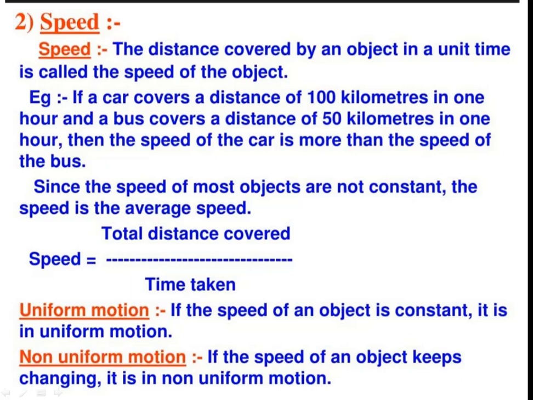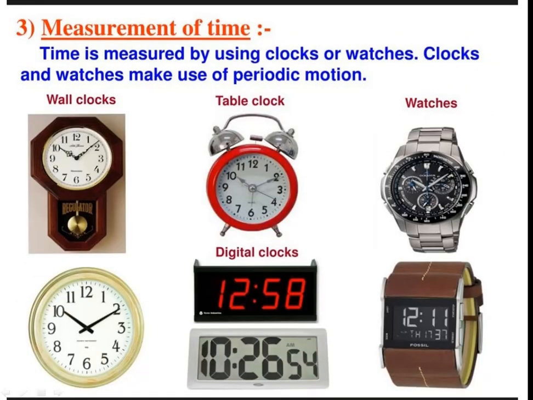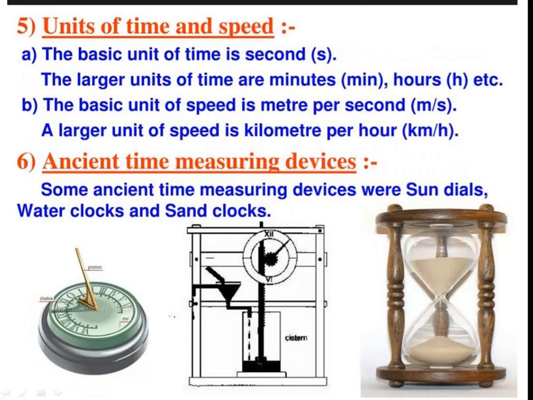Uniform motion if the speed of an object is constant, and non-uniform motion if the speed of an object keeps changing. Measurement of time. Time is measured by using clocks or watches. Clocks and watches make use of periodic motion.